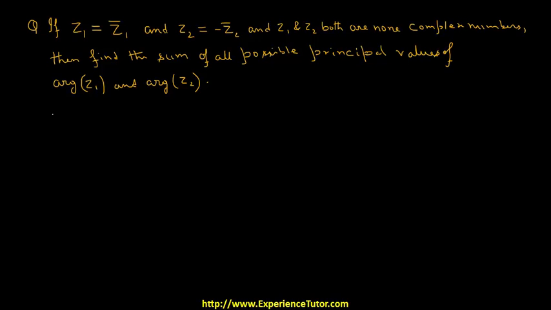Now we have a question. If z1 is equal to conjugate of z1 and z2 is equal to minus conjugate of z2, and z1 and z2 both are non-zero complex numbers, then find the sum of all the possible principal values of argument of z1 and argument of z2.